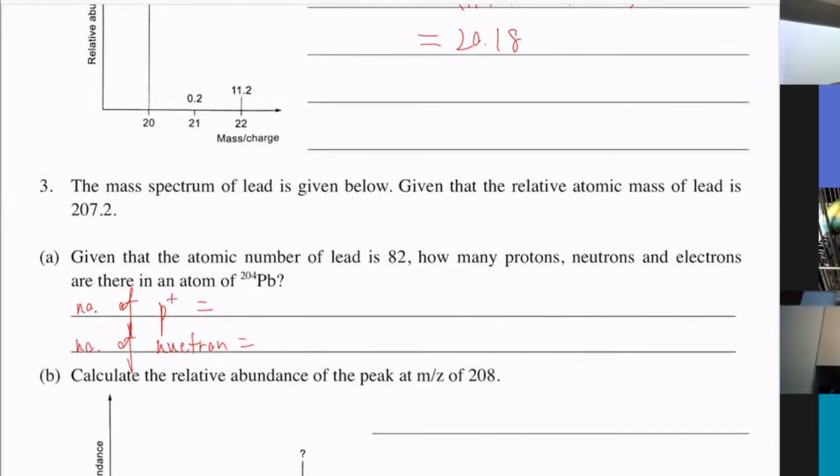Hello. The number of protons is 82. 82. And then the number of neutrons is 204 minus 82. Yep. Which is 122. And the number of electrons is? 82. 82, good.